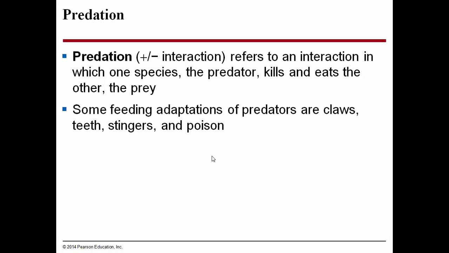Predation is an interaction in which one species preys, the predator kills and eats the other, the prey. So it's good for the predator, it's bad for the prey. Some feeding adaptations of predators are claws, stingers, and poison. I think we're all familiar with predatory species. Cats and dogs are predators. Deer and pigs are generally prey. They're not entirely defenseless, but they don't have the adaptations necessary for feeding on a prey species.